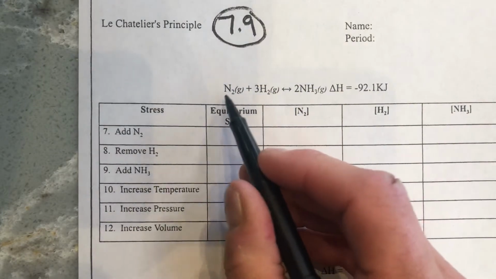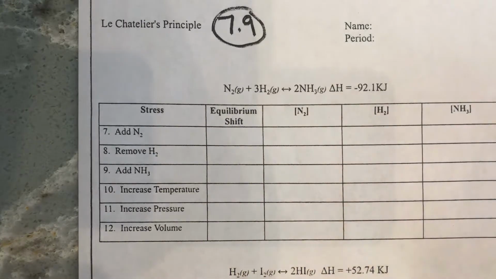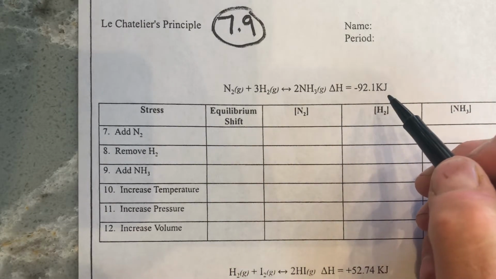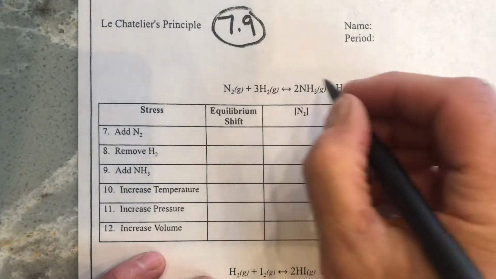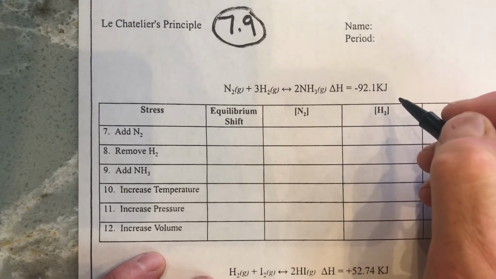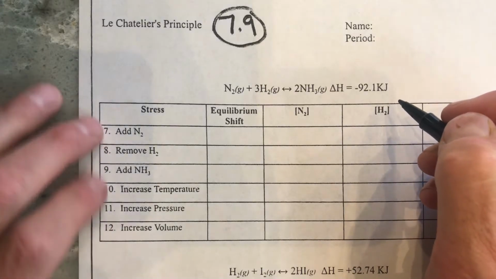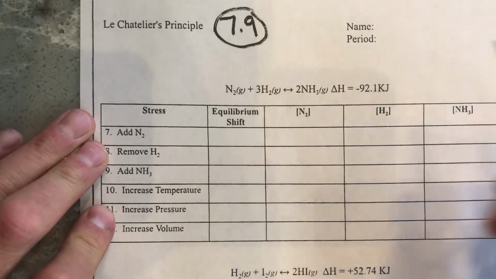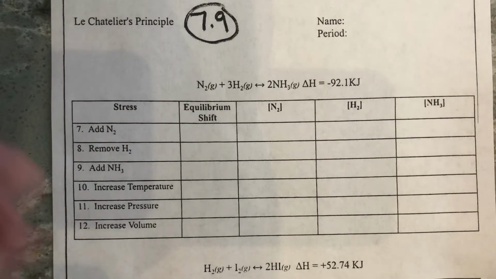Here's our reaction again: nitrogen gas plus hydrogen gas yielding ammonia. This is a thermochemical equation with a delta H of negative 92.1 kilojoules. That just means it is exothermic, right? So that means that we could consider this 92.1 kilojoules as a product in the reaction. So let's talk about how the reversible reaction gets stressed and how the equilibrium would shift to reestablish that balance.